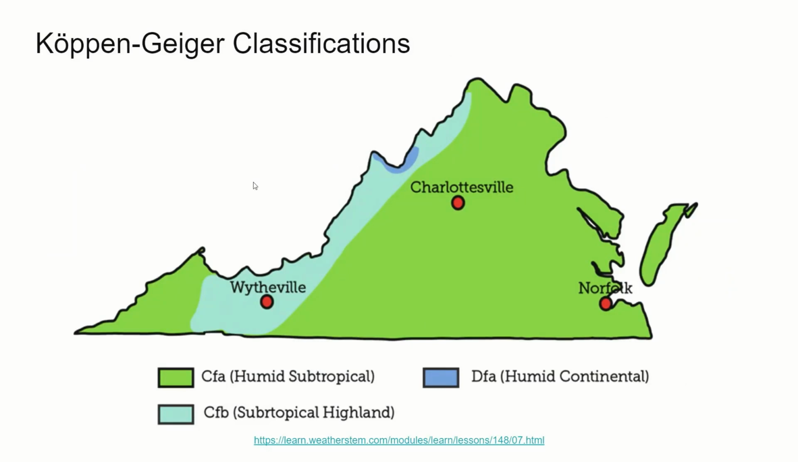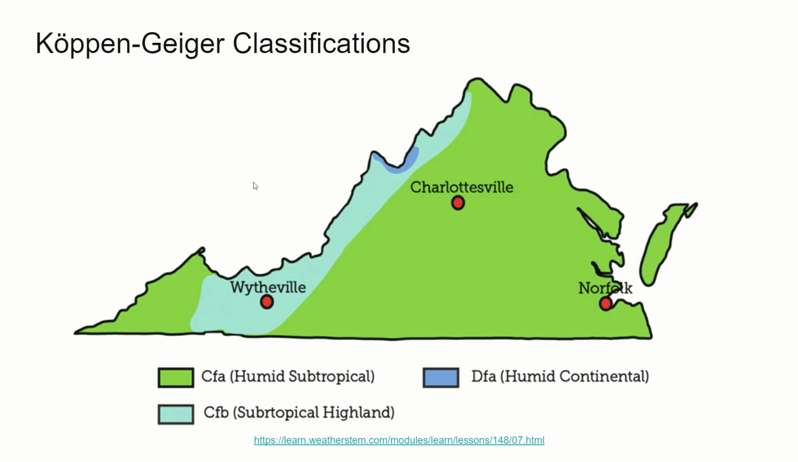Now let's look at some Köppen-Geiger classifications of Virginia. Köppen-Geiger classification is one of the common classification methods for climate. You can see that most of Virginia is either CFA or CFB. The first letter C means that Virginia is a subtropical climate, and subtropical climates are moderately warm. The second letter is an F. That means fully humid. And what that means is that the precipitation is distributed throughout the year. There's not a lot of precipitation concentrated in one season.